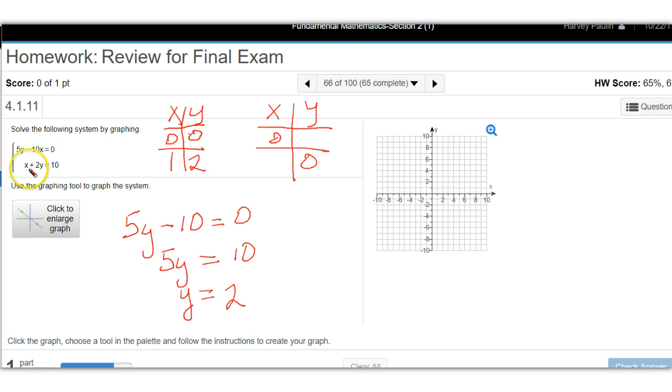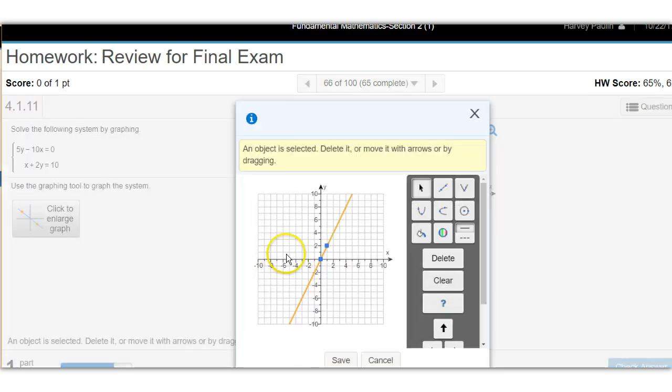Then we have this. I think we can use it here. So if x is 0, y is going to be 5. And if y is 0, x is going to be 10. So let's transfer that now to the graph. So for the first one we got 0, which was the origin, and then 1, 2.